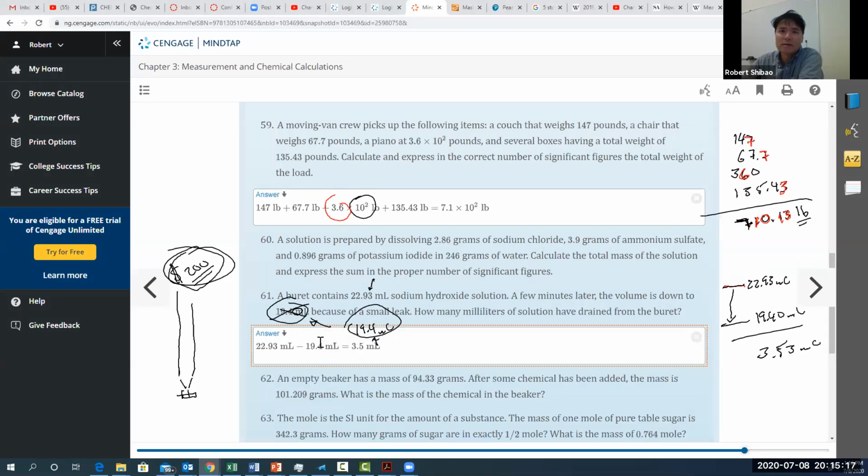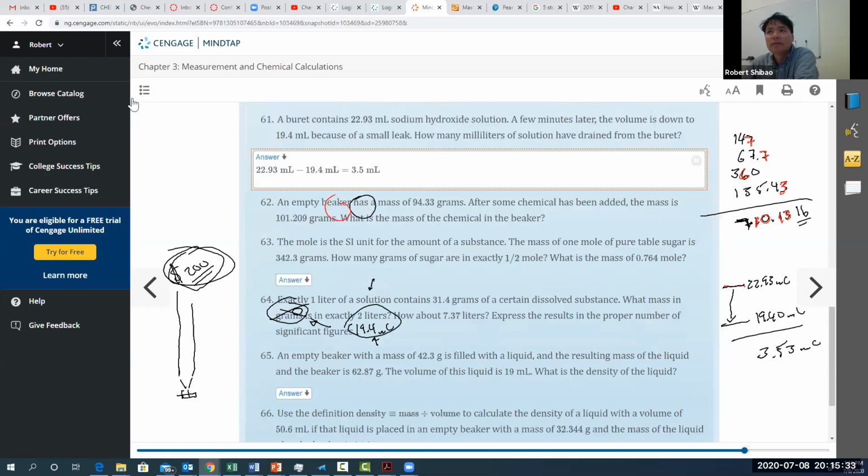But this is not a realistic problem. I wish they didn't do this. You'd never, ever do this with a burette, ever. This problem's totally unrealistic. So anyway, let's move on. I don't like that problem.